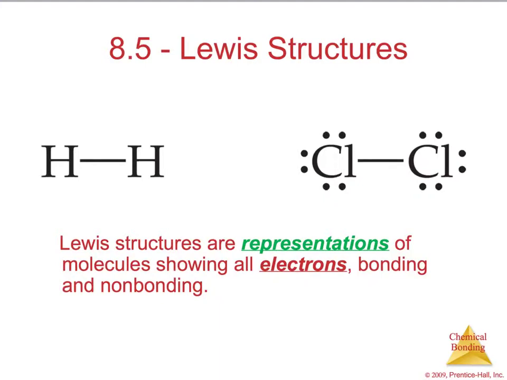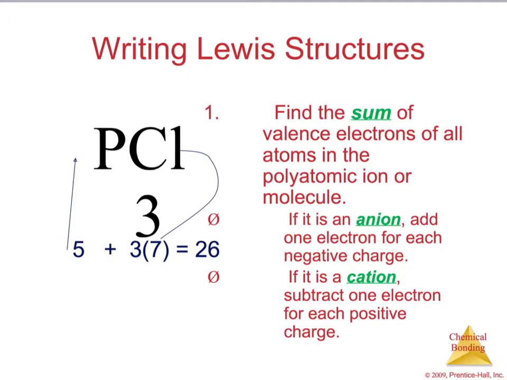The next thing we're going to look at is Lewis structures. Now, Lewis structures are representations of molecules that are showing all electrons that are bonding and non-bonding. So in order to write our Lewis structures, we actually have a series of 5 things that we have to look at. The first thing says to find the sum of the valence electrons of all atoms in the polyatomic ion or molecule.